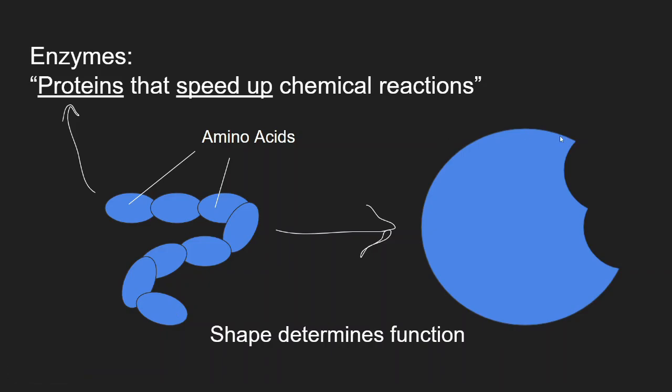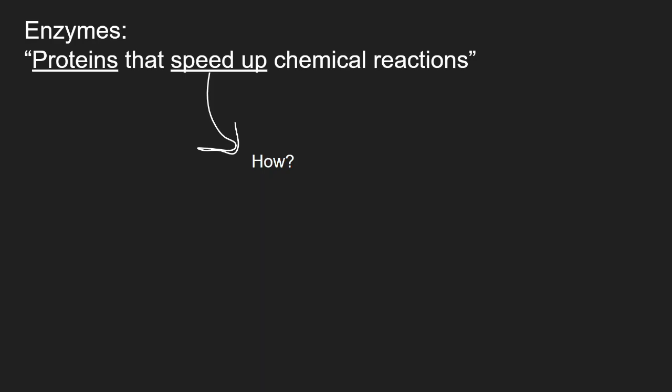We can see here in the shape of the enzyme, we have two little sites to accept what's going to be put together in a chemical reaction, which we'll see in a bit. Shape determines function. Enzymes are proteins that speed up chemical reactions. So we've covered the protein part, but what about the speeding up? How does an enzyme speed up a chemical reaction?